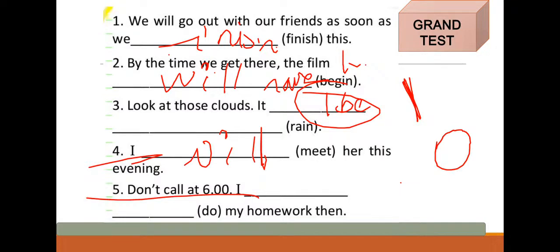Don't call at 6 a.m. or 6 something. I will be doing my homework then. At that time I will be doing my homework, so don't call me, okay? So we are using the future continuous.